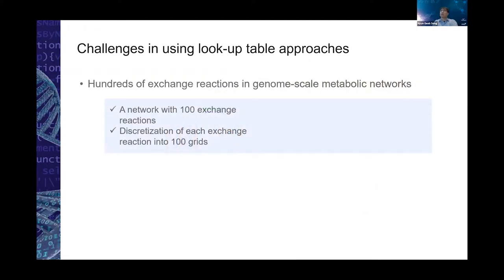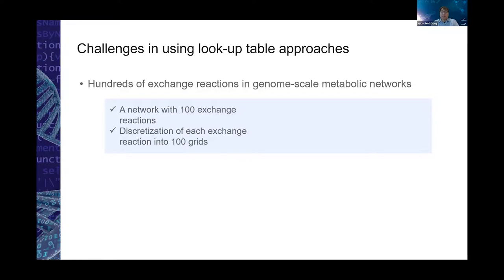And then when I left PNNL last year, I had a conversation with Tim Scheibe, and there was consensus between us about the difficulty, or challenge, in extending this lookup table approach to more complex problems. It's very common that one genome-scale metabolic network has a couple hundred exchange reactions. Why am I talking about exchange reactions? Because those are the reactions that can be used as input for performing linear programming, so FBA.